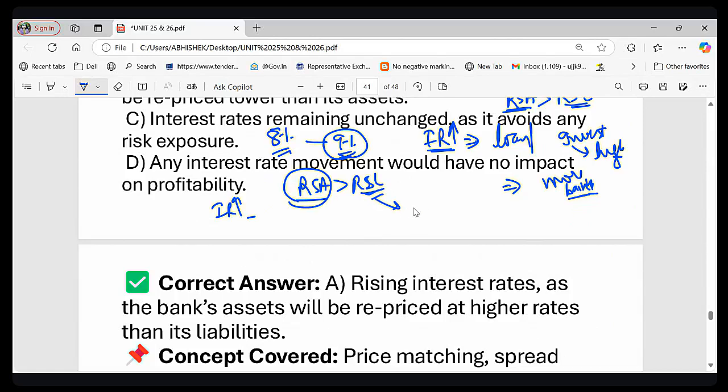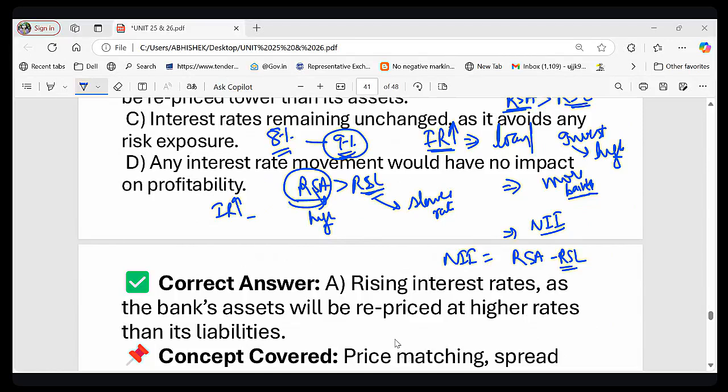Liabilities also get repriced, but at a slower rate, while assets are getting repriced at a higher rate. So ultimately, this increases the bank's NII. What is NII? Net interest income. What is the formula of net interest income? Net interest income is RSA minus RSL. You know NII? Yes. Very good.